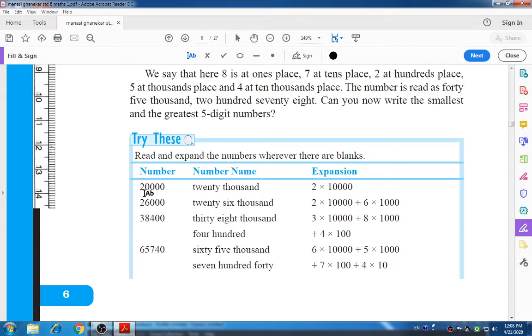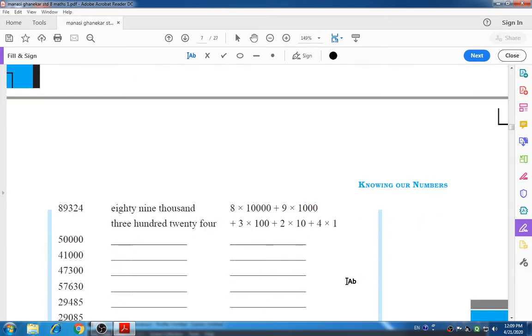Here is 20,000. Its expansion is 2 into 10,000 because 2 is at the ten-thousands place. 26,000: 2 is at the ten-thousands place, so 2 into 10,000, and 6 is at the thousands place, so 6 into 1,000. Look at here carefully. 38,400: 3 is at the ten-thousands place, so I write 3 into 10,000. 8 is at the thousands place, so plus 8 into 1000. Again, 4 is at the hundreds place, so 4 into 100. Like that, you have to solve these sums.